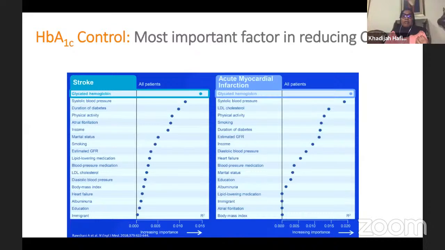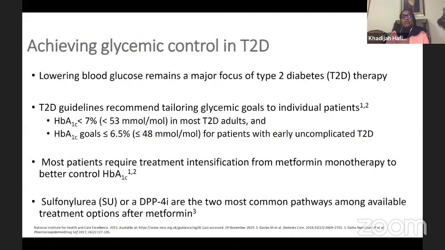When we look at the factors that are important in reducing cardiovascular risk, listed here are quite a few of them, but what this slide highlights is that hemoglobin A1C control, so glycemic control, still stands out as an important factor. We've already mentioned that A1C needs to be very individualized. And we know that for most patients, metformin monotherapy is not going to get them to their hemoglobin A1C target, and therefore they will need additional therapy. In patients that do not have atherosclerotic cardiovascular disease, the two most common drugs that we use in clinical practice are the sulfonylureas and the DPP-4 inhibitors. These are the usual options that we have following metformin.